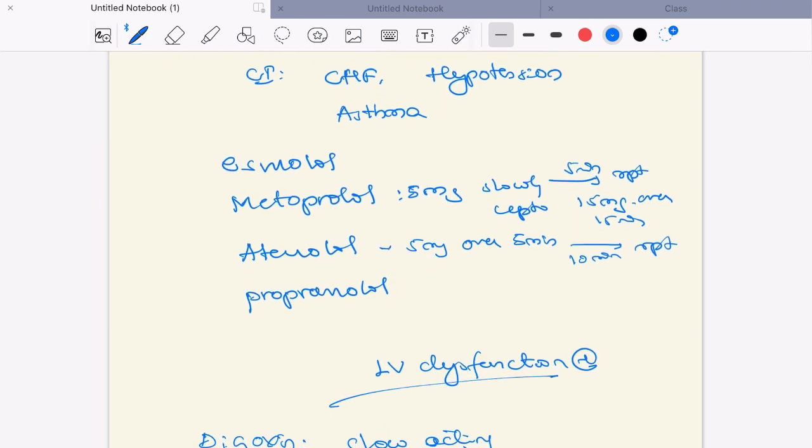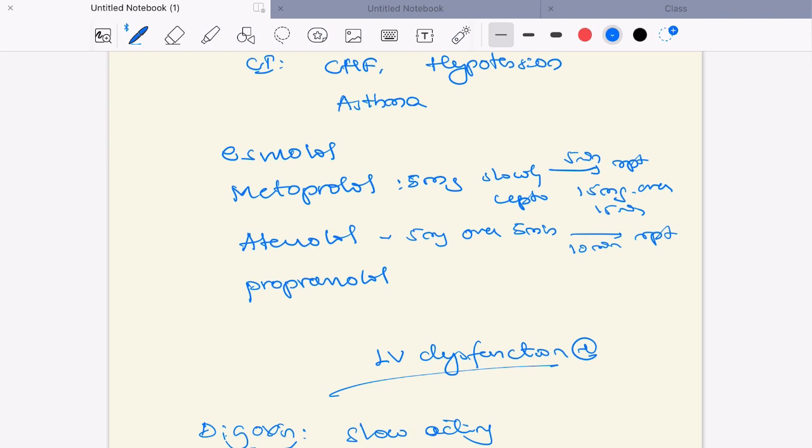Metoprolol can be given as 5 mg slowly over 5 minutes, and after 5 minutes you can repeat the dose, up to 15 mg over 15 minutes. And atenolol is given 5 mg over 5 minutes. After 10 minutes you can repeat it. So these are the usages of calcium channel blockers and beta blockers in management of PSVT. They are used only when LV function is preserved and there is narrow complex tachycardia.